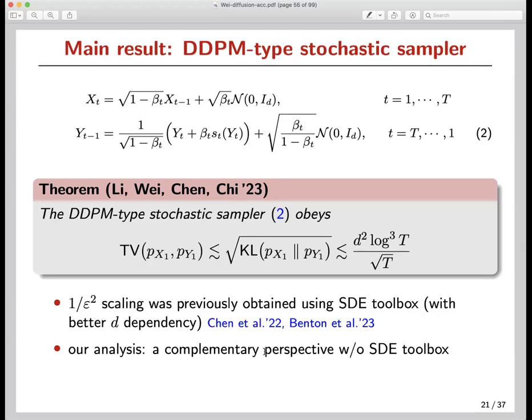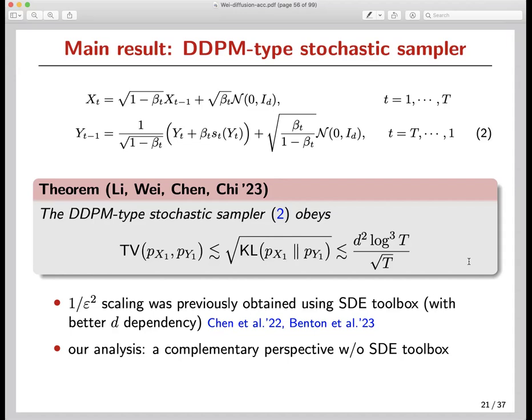I should mention that we also have an additional term regarding the score estimation error. We need to add square root d times epsilon_score to this result if you have score estimation error. This result is stated with the score estimation error being 0, but I should add that term here as well.